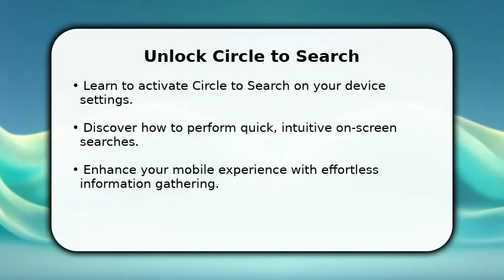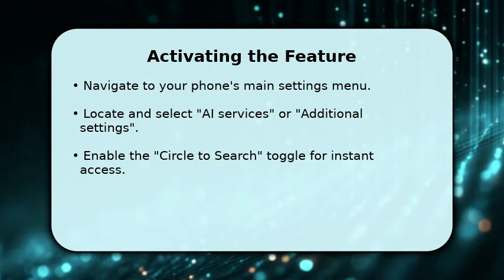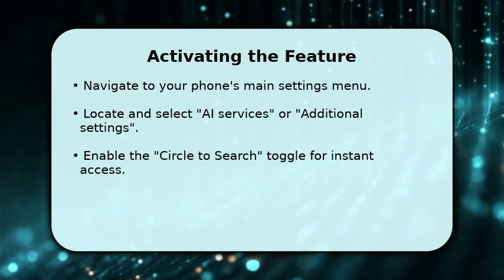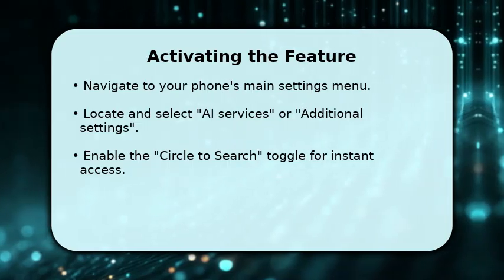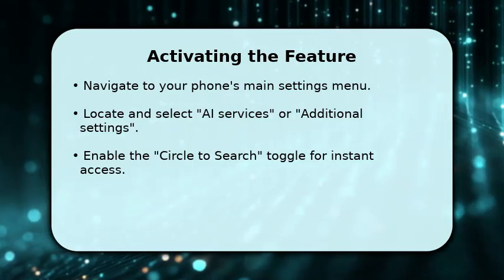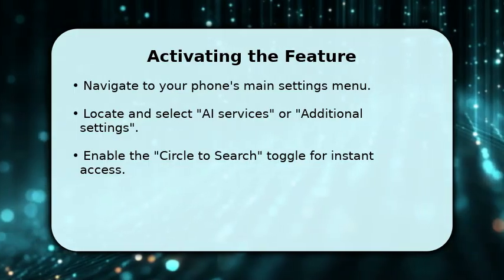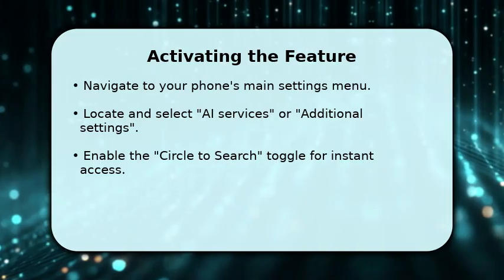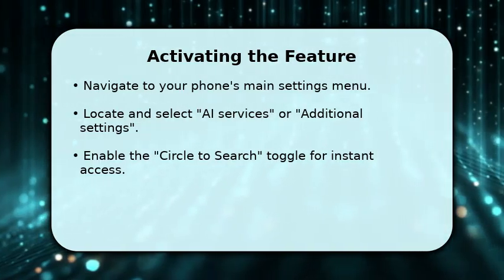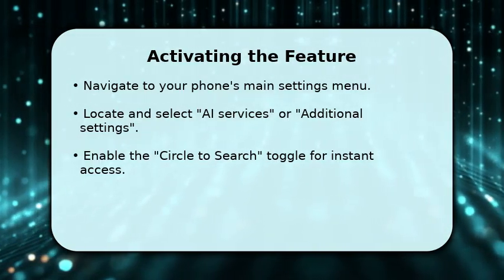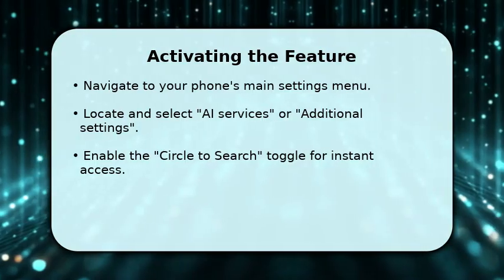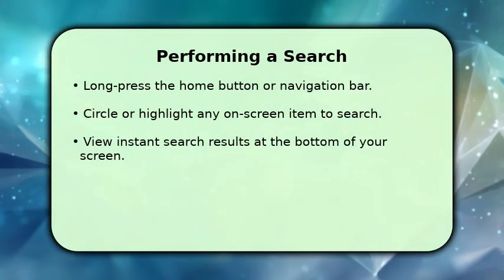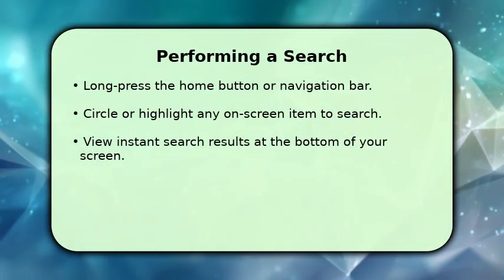Let's dive right into the setup process. To begin, open your device's main settings application. From there, locate either the AI services or additional settings section, depending on your specific software version. Within this menu, you will find a toggle labeled Circle to search. Simply tap to switch it on. This crucial first step ensures the feature is ready for use across your entire phone, providing a seamless search experience whenever you need it.